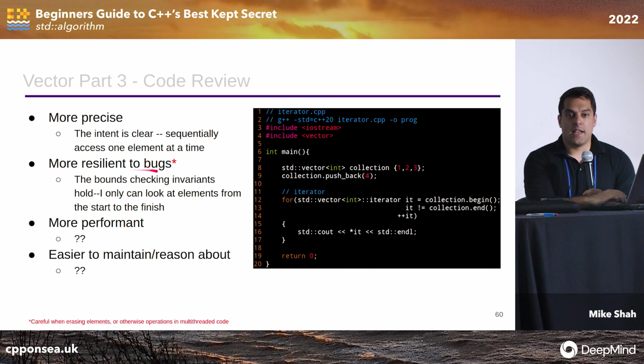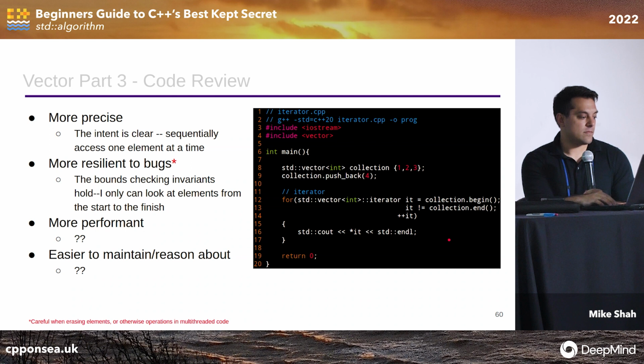Well, as long as my iterators are implemented correctly, that I'm traversing from the beginning to the end here, that invariant should hold that I can't look outside of this collection. I can't accidentally increment i or do some sort of computation there. Now I do have a very tiny note here in red. We might have to be careful for erasing elements, or if you're in multi-threaded code, we might have to be a little bit careful about changing the state of our collection here. But in general, this is probably pretty good.